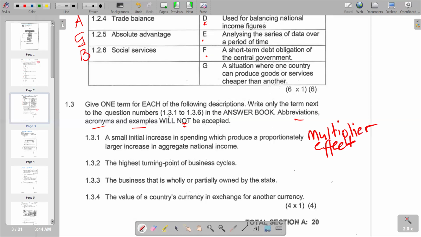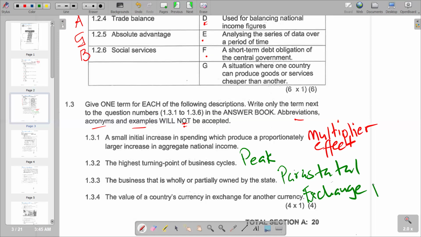Then we go to the next part, which says the highest turning point of a business cycle, and we know that this is the peak, and the lowest turning point becomes the trough. So we go to 1.3.3, the business that is wholly or partially owned by the state. This is a parastatal. And lastly, the value of a currency in exchange for another currency. So this is the exchange rate. So this is the last question that we can remember.